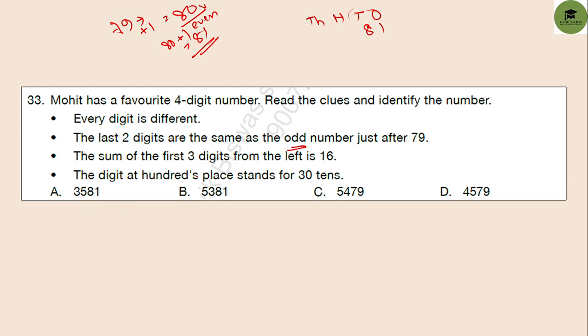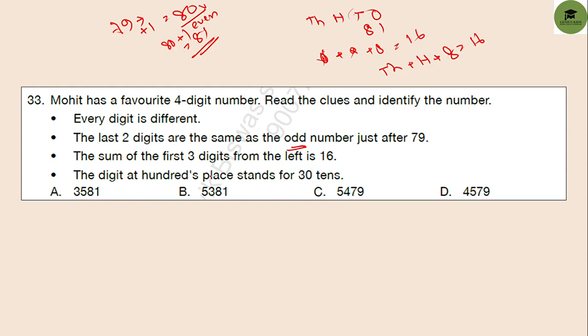The sum of the first 3 digits from the left is 16. From the left, this number plus this, we don't know what the number is, that will give you 16. Okay. So Th plus H plus 8 will give you 16.